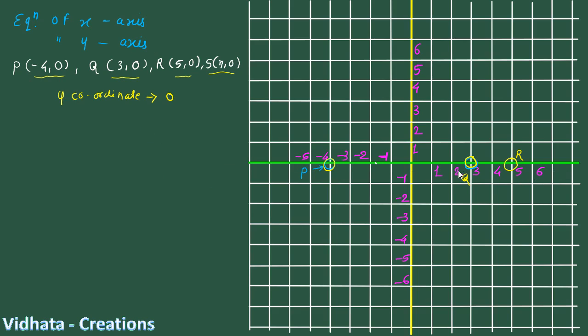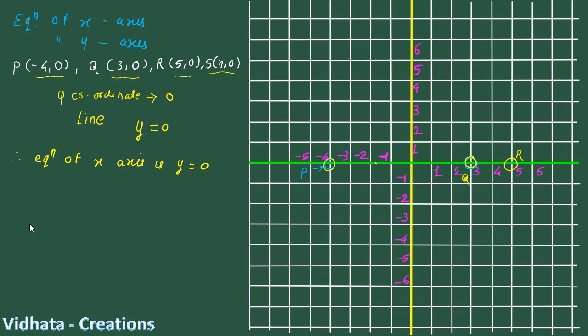And what is the x-axis? The x-axis is nothing but a line. Then what will be the equation of this line? The equation of the line is y is equal to 0. Therefore, the equation of the x-axis is y is equal to 0.